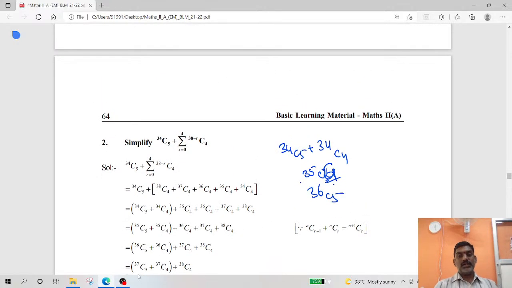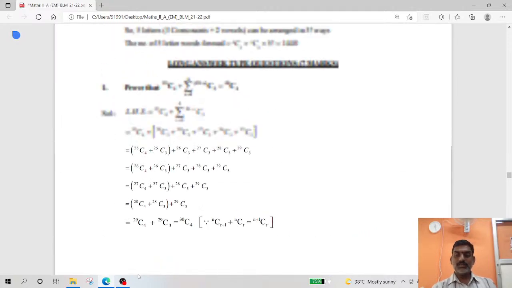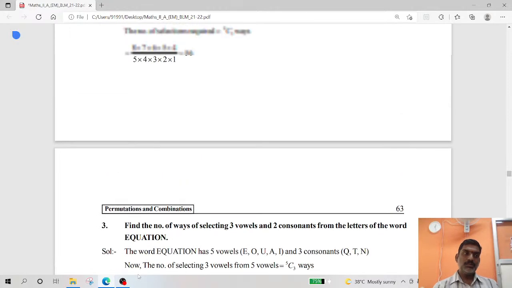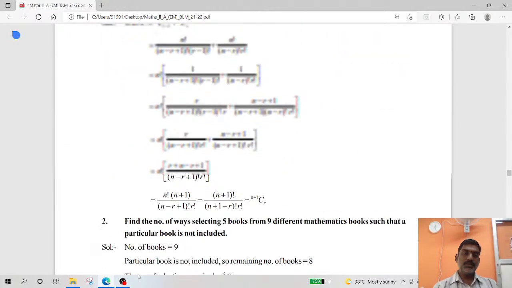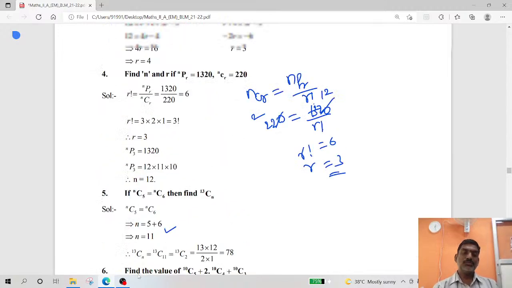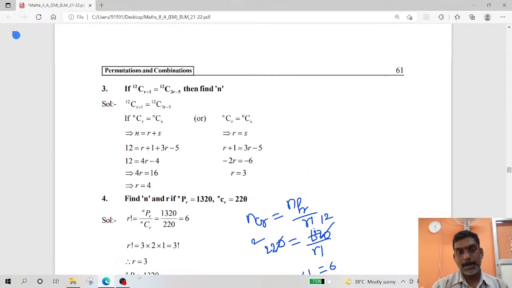Okay. Once again, go through it. If you have any doubts, ask me. After probability, theory of equations and complex numbers, this is what we have to do. De Moivre's theorem. After De Moivre's theorem, we have to go through this topic.